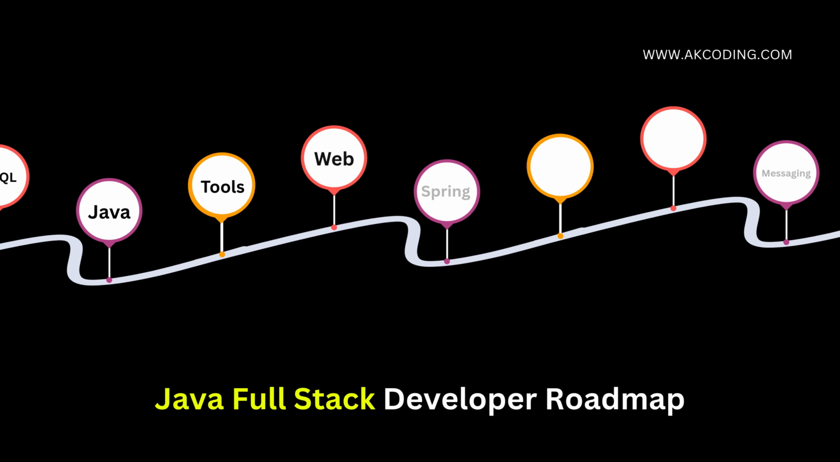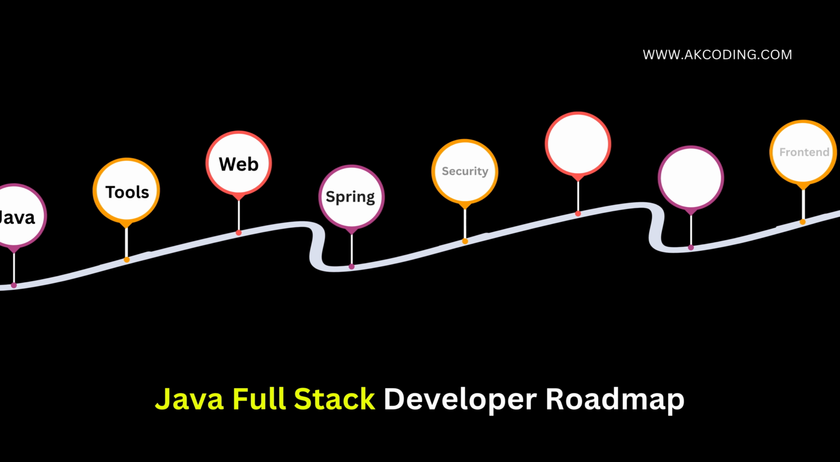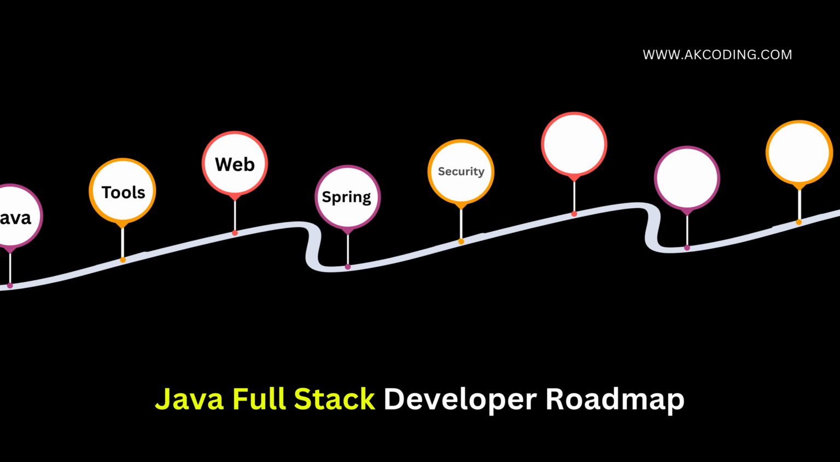Number nine, that is Spring frameworks. You have to also master the Spring and Spring Boot frameworks like Spring MVC, Spring Boot, Spring Data JPA, Hibernate, and entity relationships. Number ten, security. Spring Security, that is authentication and authorization, session management, JWT and opaque tokens, and OAuth 2.0 concepts.